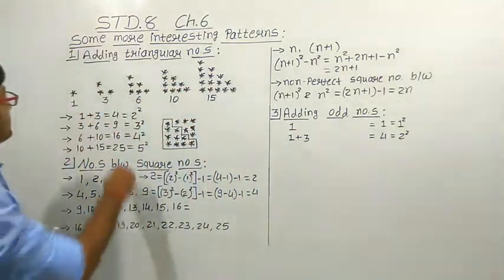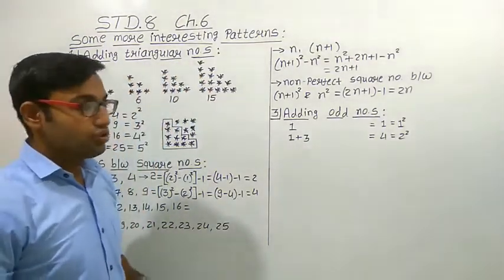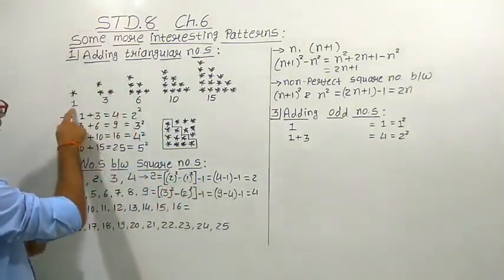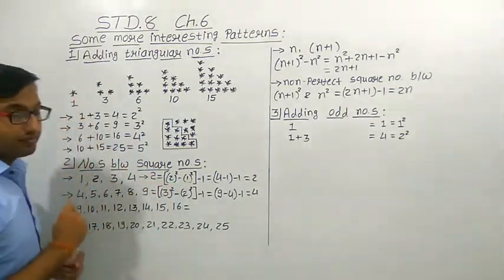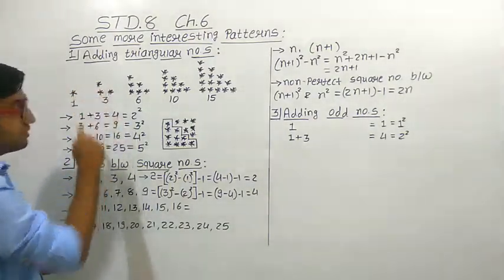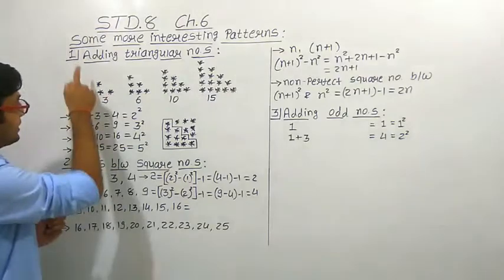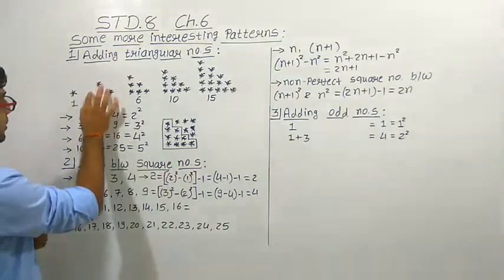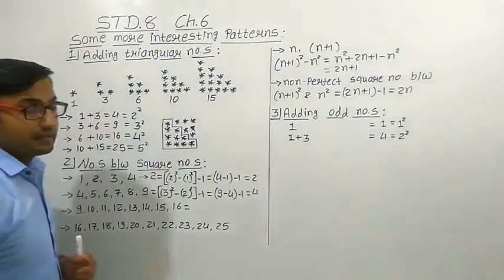So the first pattern is adding triangular numbers. What are triangular numbers? If we make a triangle using one star, we get only one. Now here a triangle is constructed with these 3 stars. So what number do we get? 3, because it is like making a right angle triangle. We use the pattern 1, 2 and 3, so 3 stars. So this number is 3.